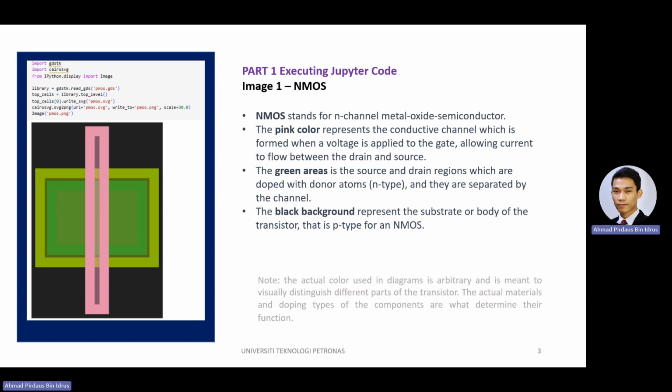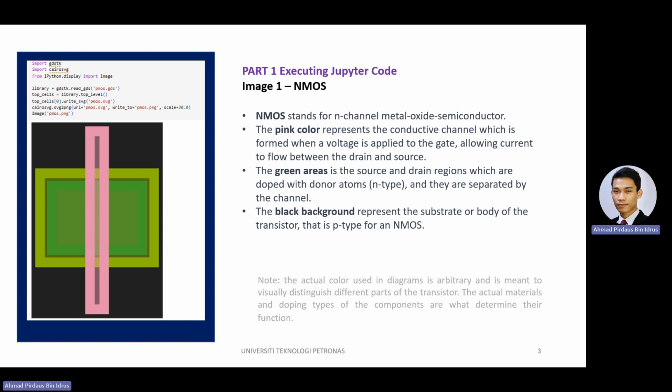The pink color here represents the conductive channel, which is formed when the voltage is applied to the gate, allowing current to flow between the drain and the source. The green area here, on the other hand, is doped with donor atoms, the N-type, and they are separated by the channel. The black background represents the substrate or the body of the transistor, that is the P-type for the NMOS.